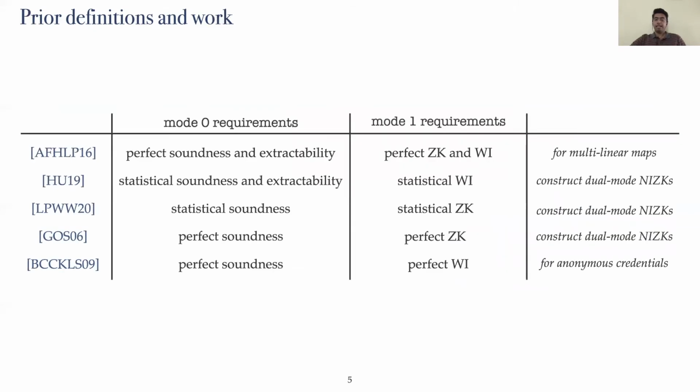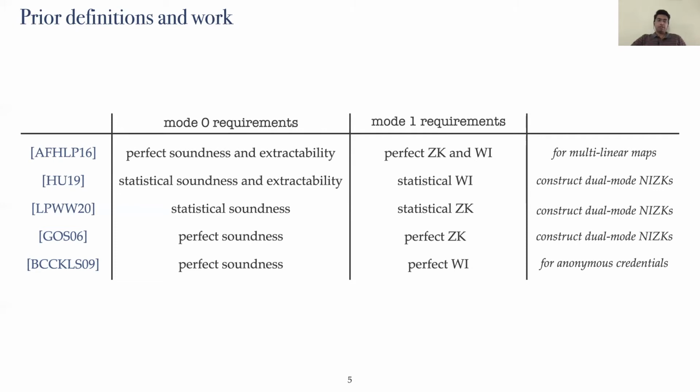A common thread in all these works is that each mode has some specific requirement to be met. For example, one of soundness or extractability in one mode, and one of zero knowledge or witness indistinguishability in the other. For example, the work of Albrecht et al., in which dual mode systems are used to build multilinear maps, has a perfect soundness and extractability requirement in mode 0, and a perfect zero knowledge and witness indistinguishability requirement in mode 1.